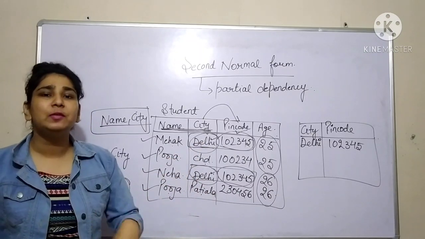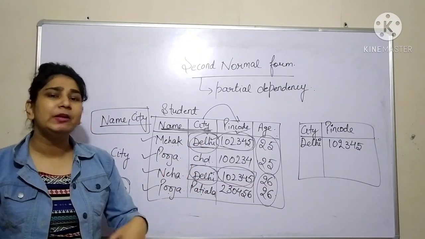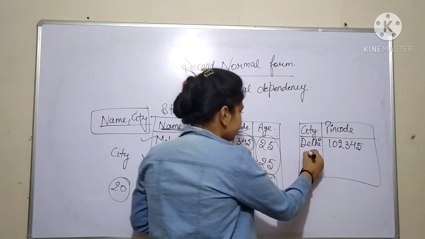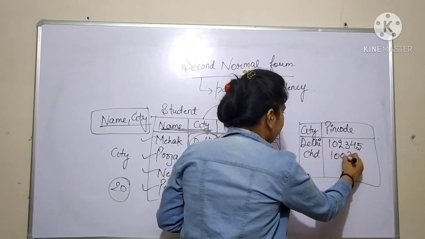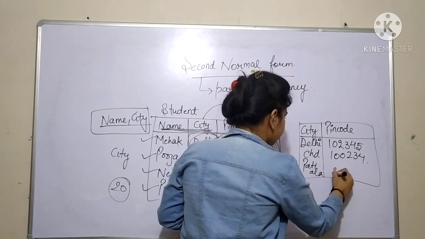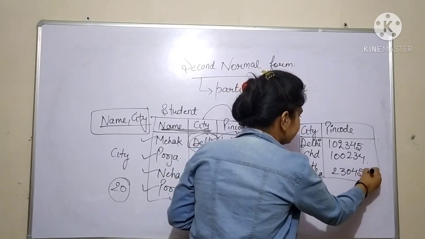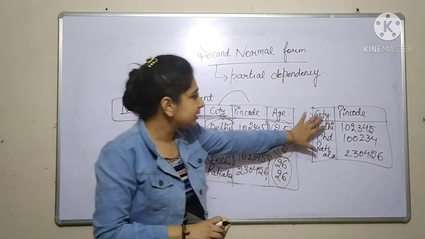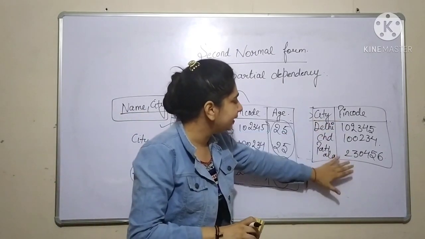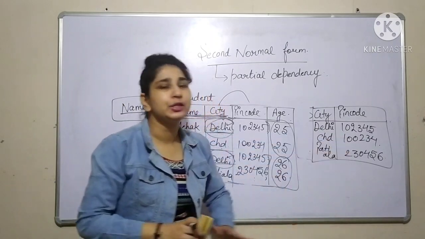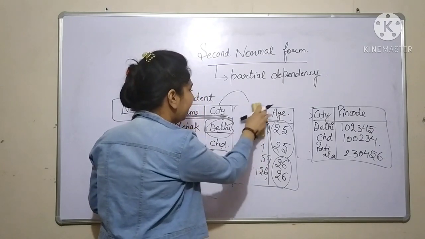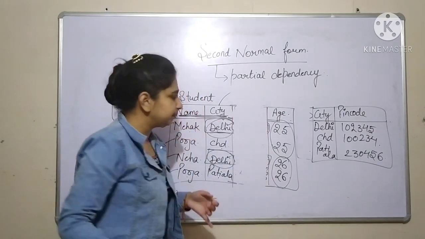For Delhi, we will be having one entry. For Chandigarh, we will be having one entry. And for Patiala, we will be having only one entry. So Chandigarh 100234, Patiala 230456. Okay, so this data was redundant and we are now storing only one entry in this relation. And we will be removing it from the other relation.